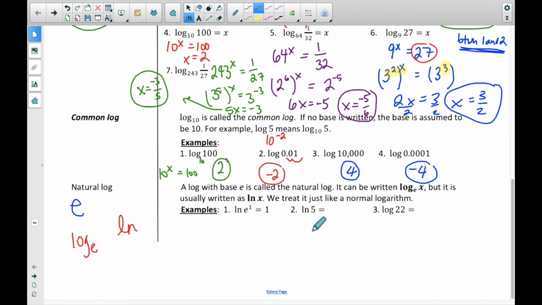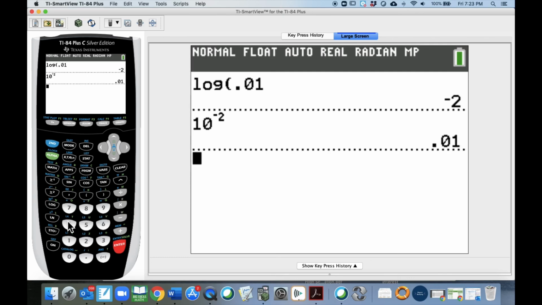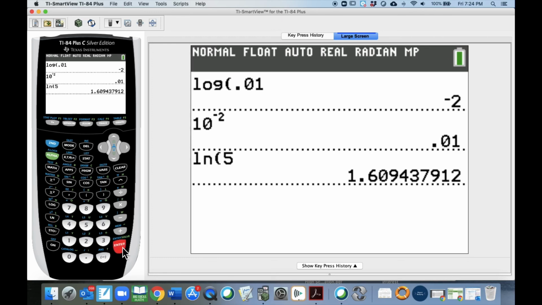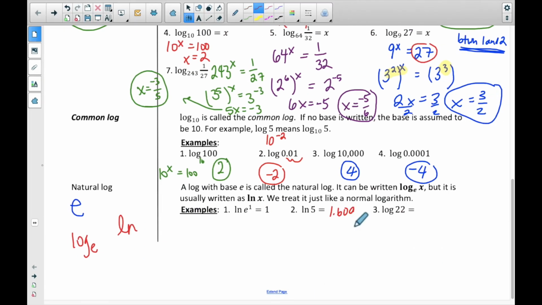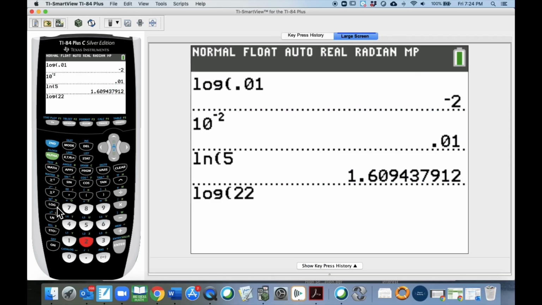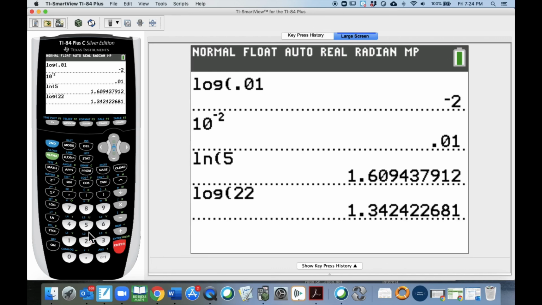But we can also do that on our calculator. So let's go back to our calculator and find out what is the natural log of 5. On your calculator, that ln button is right by the 4. So if you type in ln of 5 equals 1.609. That's all that question is asking. I'm just trying to help you figure out how to use your calculator. One last one just for fun is log of 22. On our calculator, if we type in log, which is by the 7, 22 is equal to 1.34.